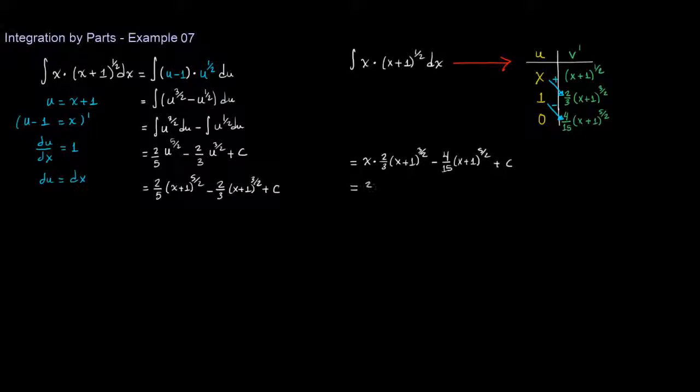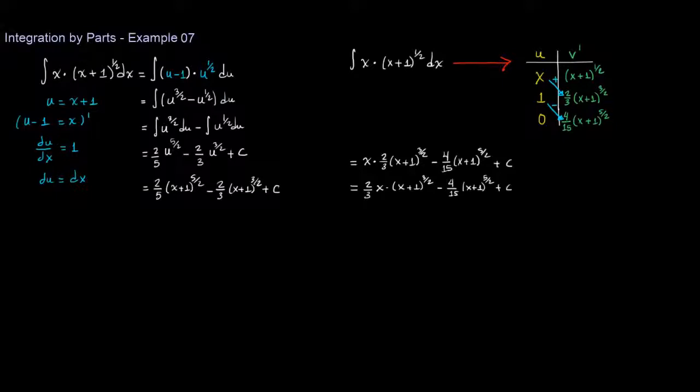Now simplifying this one out, it looks like this: 2 times x plus 1 raised to the 3 over 2 minus 4 over 15 times x plus 1 raised to the 5 over 2 plus c. And now I want you to look at something. The result from the left using u substitution is actually different. The result is different from the one we got using integration by parts.